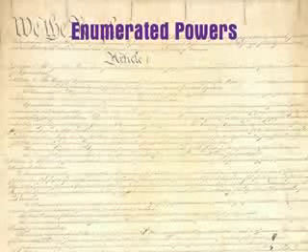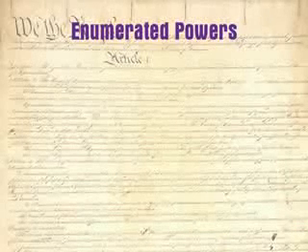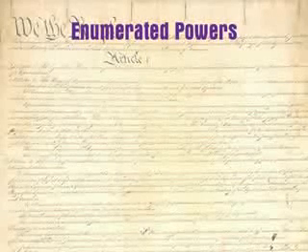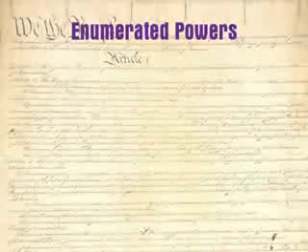The doctrine of enumerated powers. This doctrine states that, in order for the federal government to have a power, it must be given that power by the Constitution. In other words, all powers must be enumerated.